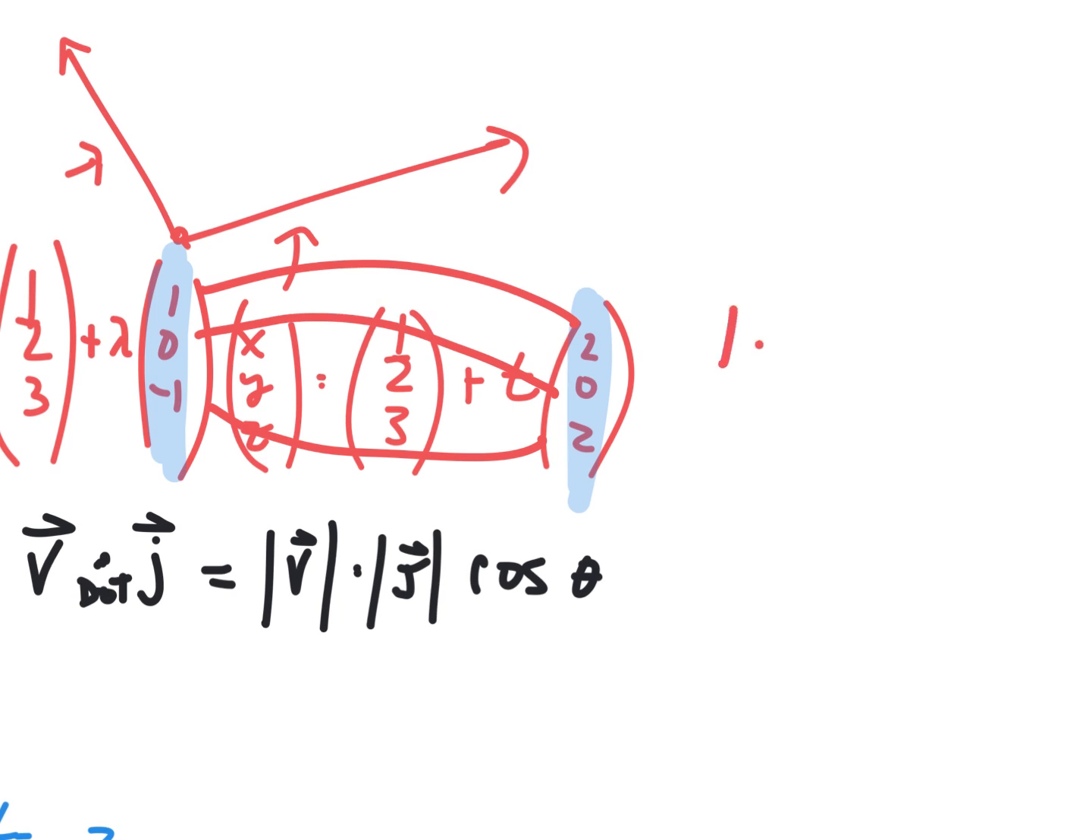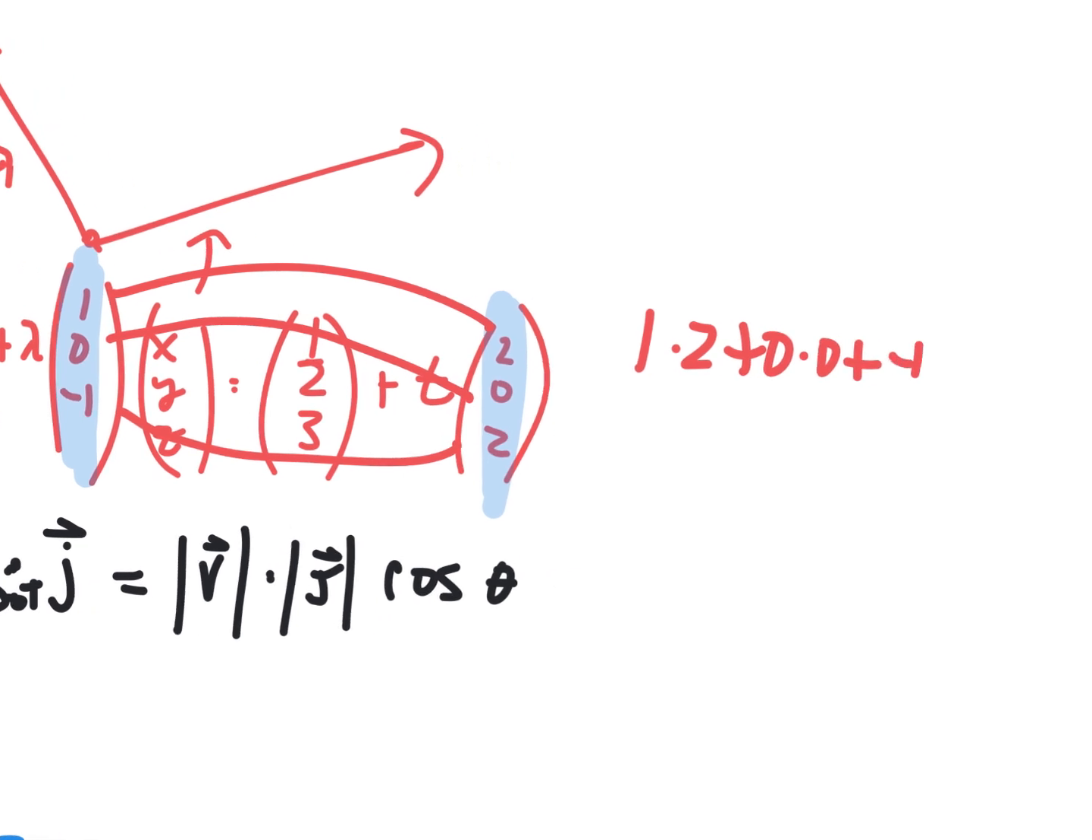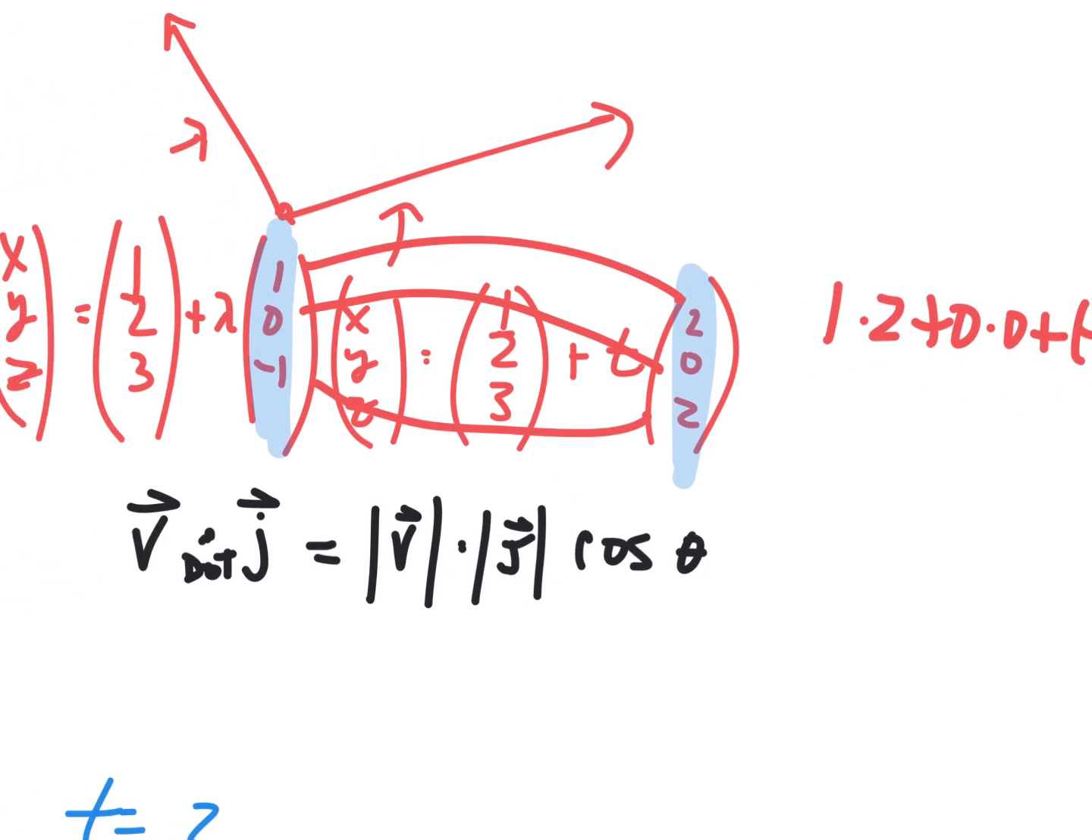Here's how it works again. 1 times 2 plus 0 times 0 plus negative 1 times 2. And I ask again, what is the dot product? 0. There we go. And what happens if the dot product is 0? Yeah, it's perpendicular. The angle's 90.